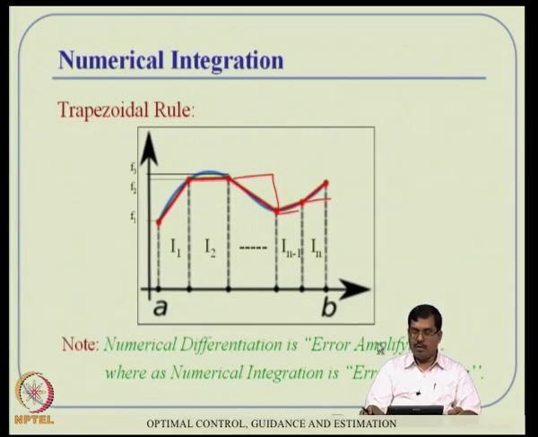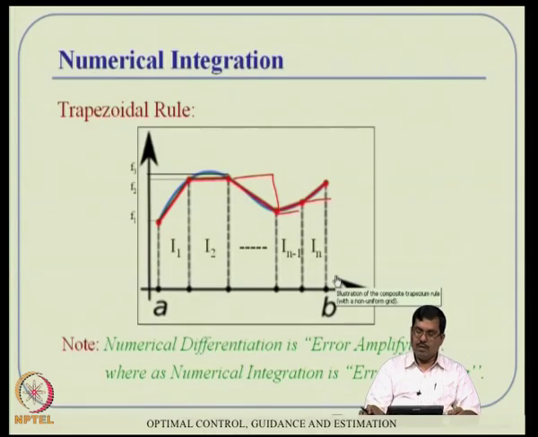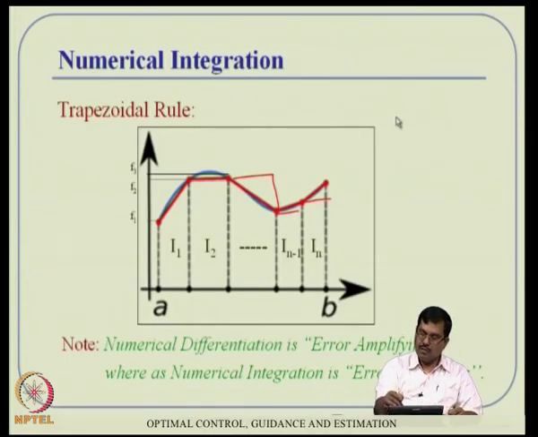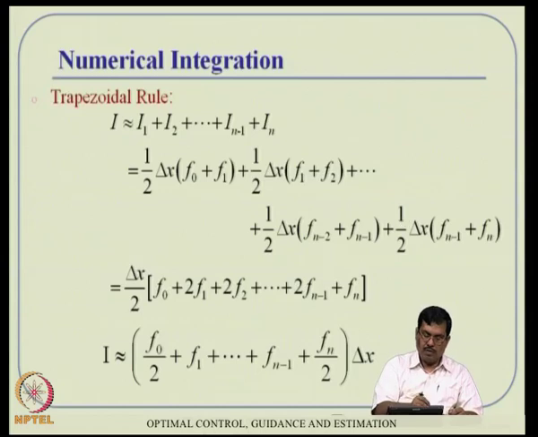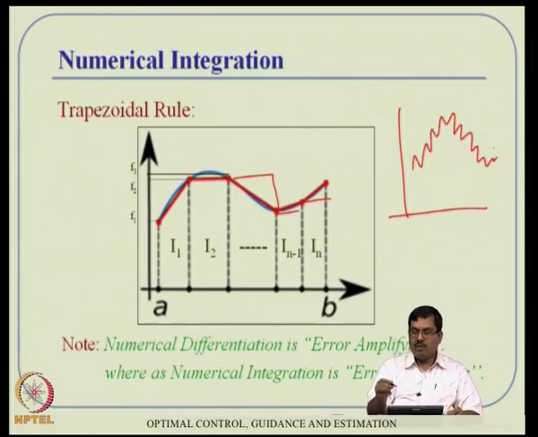Also remember, there is a small comment here: numerical differentiation is always error amplifying, whereas numerical integration is always error smoothing. See, if you do numerical differentiation with these formulas, suppose you have a little error, so the function is not nicely this way, but has some small error. That means the function is not this way, but something like this.